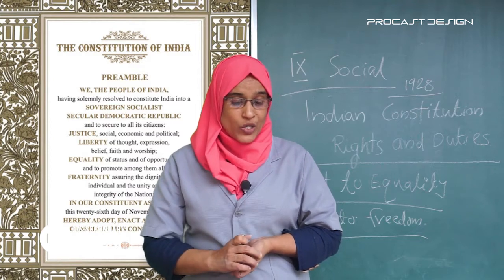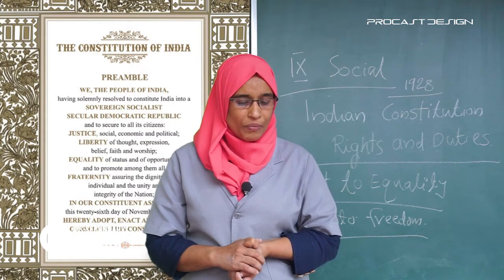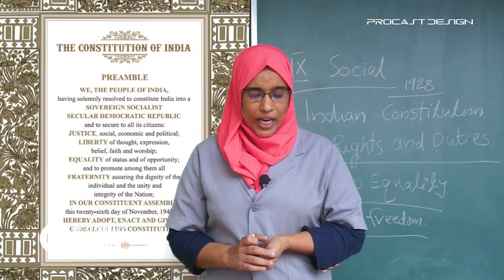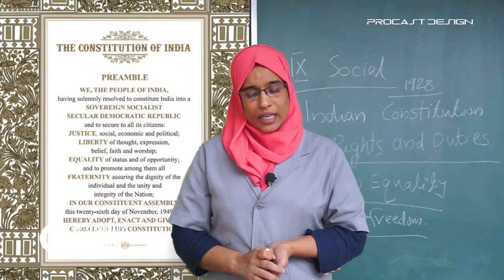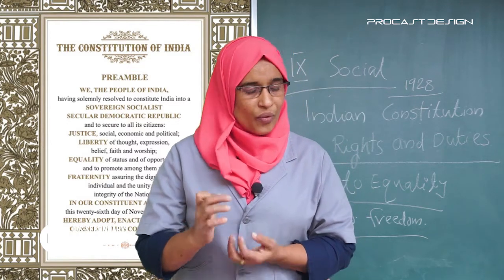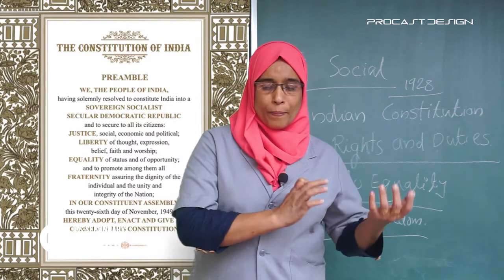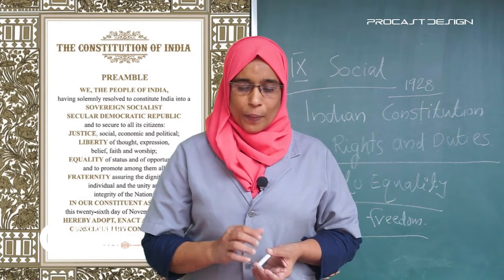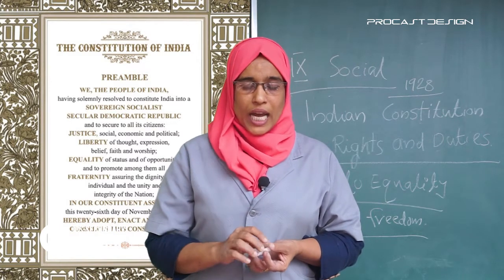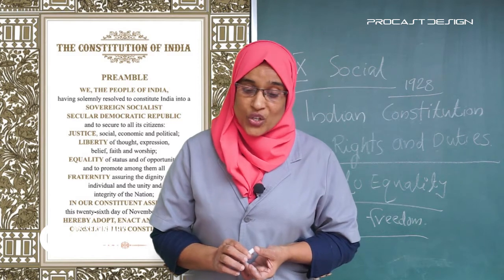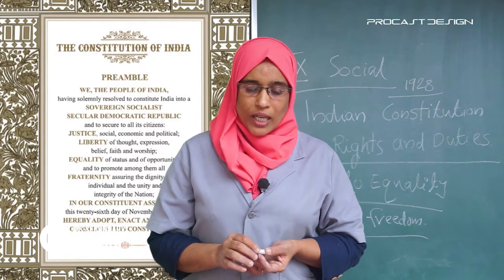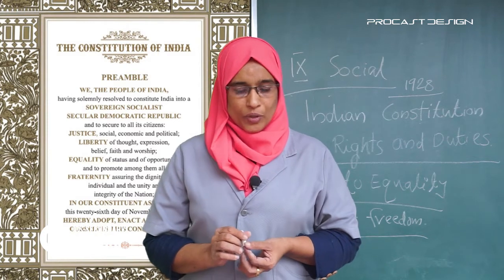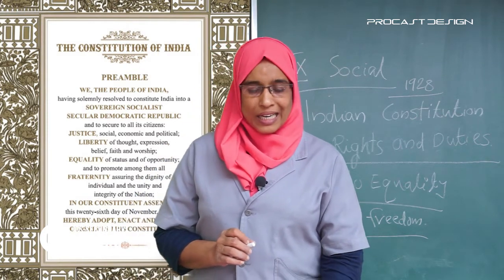The right to freedom of religion ensures the following points. First, the right to profess, practice and propagate any religion, and freedom to establish and maintain institutions for religious and charitable purposes. Then another point, right against taxation for promoting a particular religion. At the same time, religious instruction in any educational institution wholly maintained by the state or receiving aid from the state is prohibited. These are the rights to freedom of religion.